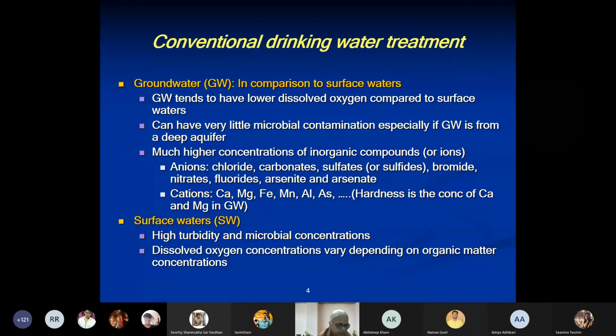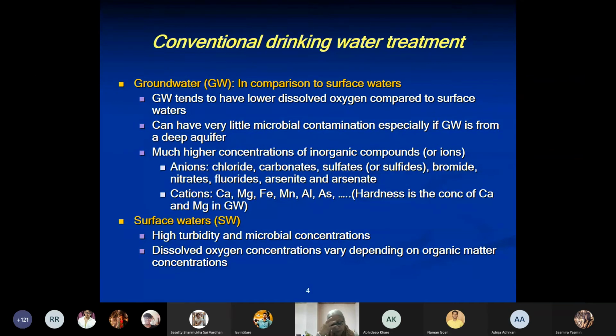Now, surface water, on the other hand, there's no natural filtration. Whatever is in the surface runoff goes into the surface water, right? So because of that, you can have very high turbidity and microbial concentration. Because what is surface runoff? Surface runoff is the sum total of water flowing over soil, over built up area. It can be open, barren land, it can be green land, it can be forest, it can be anything, right? All of that will result in high turbidity and high microbial concentrations.